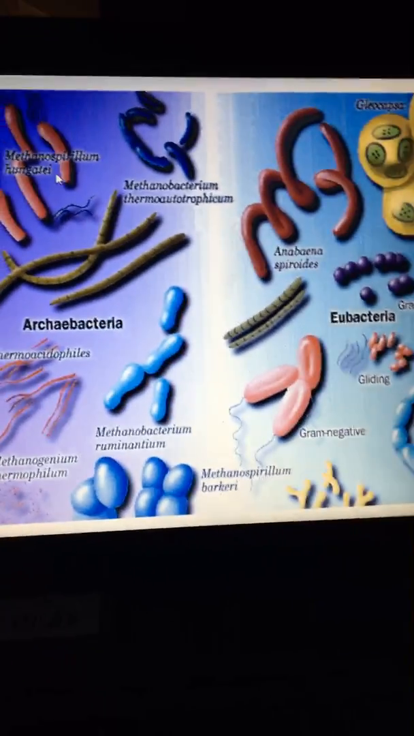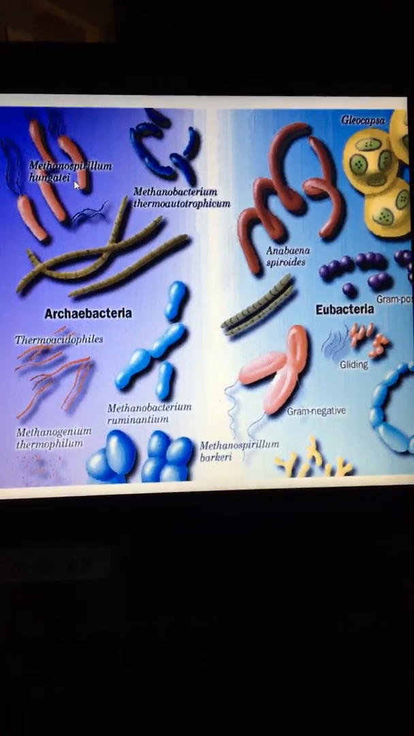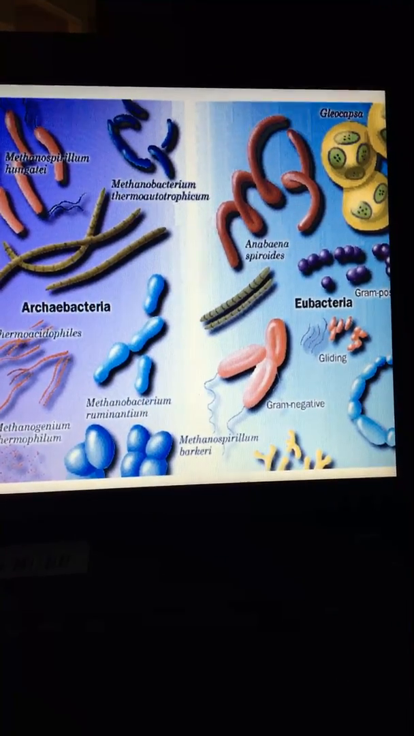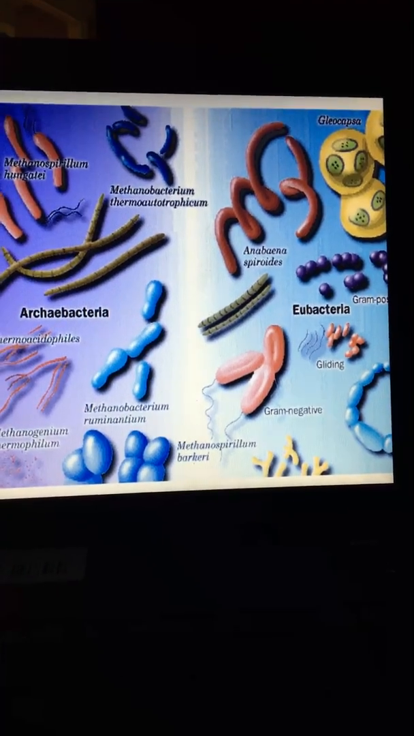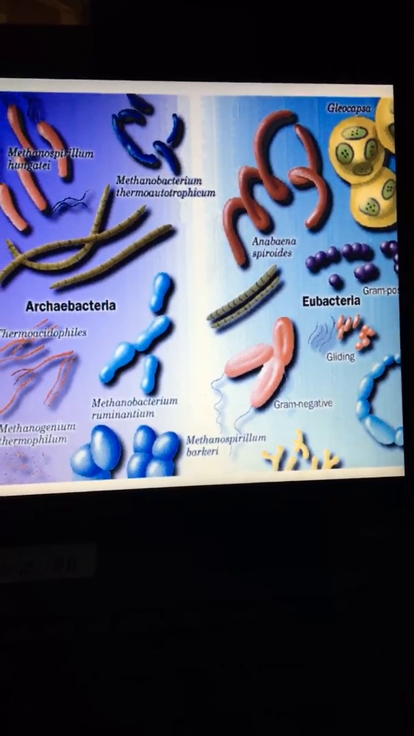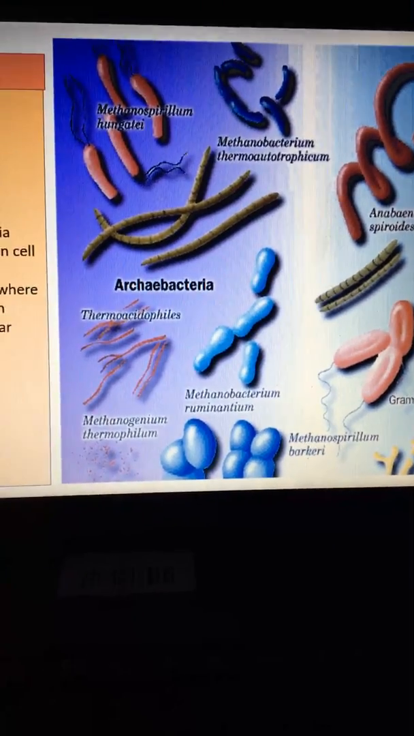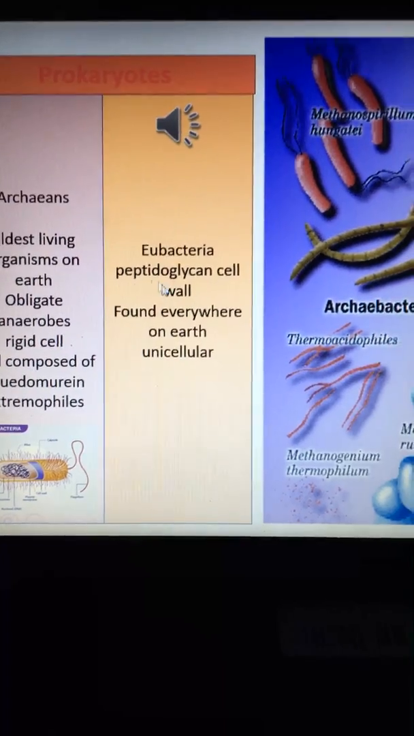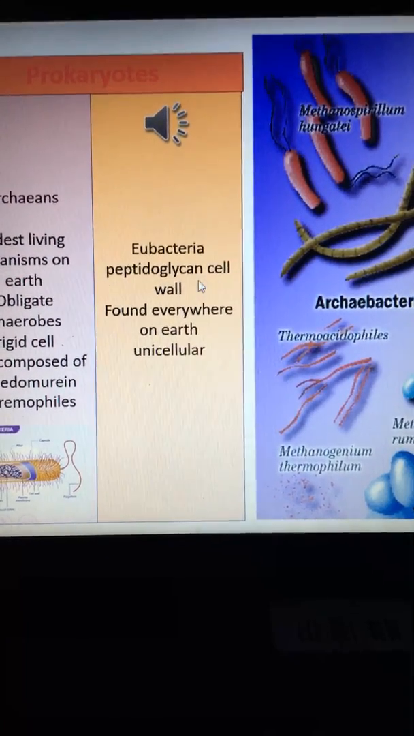Here's a picture of some of the different species, I guess, of some of the archaebacteria and the eubacteria. Some do have a cell wall. It's composed of peptidoglycan.